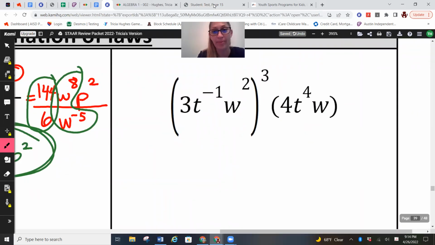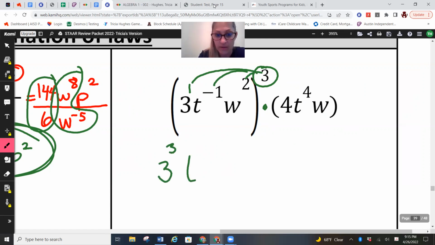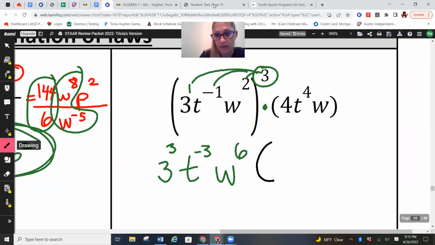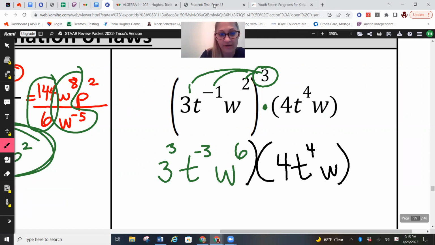Again, we have power to power, and then we have multiplication between the two sets of parentheses. So power to power means put a 1 above your base that doesn't have an exponent, multiply that times all 3 powers. So 3 to the 1 times 3, t to the -1 times 3, and w to the 2 times 3. Multiply that together with what I have in black.